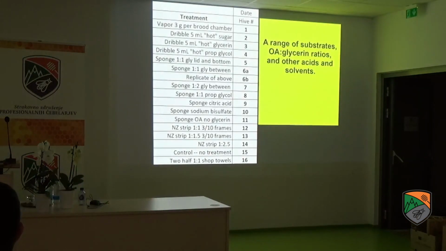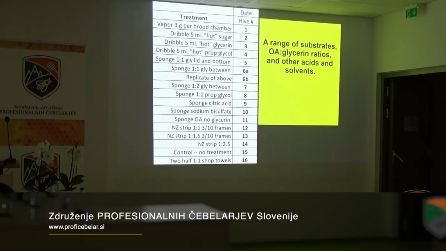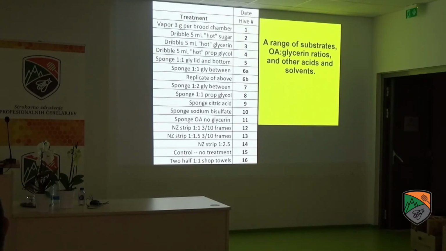So one colony got vapor, 3 of them got 3 different dribbles, either with sugar, with glycerin, or with propylene glycol, another food-grade humectant. 7 of them got sponges applied different ways, either between the boxes with a 1-to-1 ratio, with the 1-to-2 ratio, with propylene glycol, and then with citric acid instead of oxalic acid, with sodium bisulfate, which is a food-grade acid, and then the New Zealand one with no glycerin, and then the New Zealand strips at 3 different ratios of oxalic acid to glycerin, and then 2 half shop towels, and then a control colony.